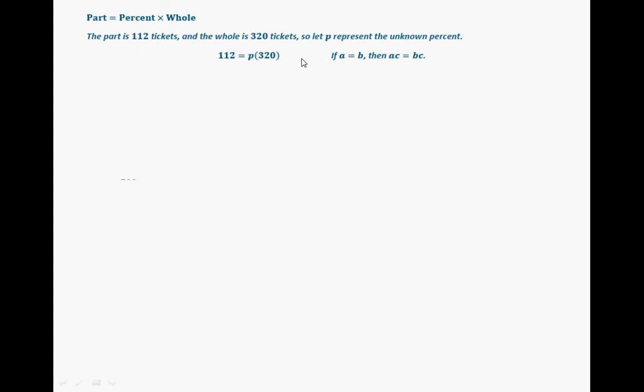And again, if A is equal to B, then A times some number is equal to B times that same number. So since we want to get P by itself, we're going to multiply by the reciprocal, or the inverse, of 320, which is 1 over 320. But again, if we do that, we have to do the same thing on the other side. So now we end up with 112 divided by 320, or 112 over 320, and that is going to be equal to 1p. And again, the multiplicative identity property of 1 means that we have p by itself.